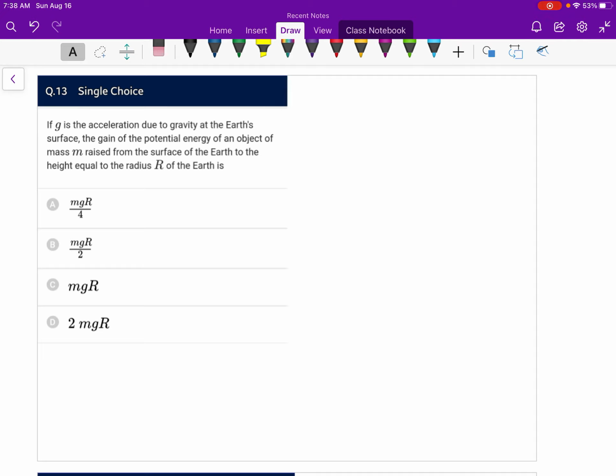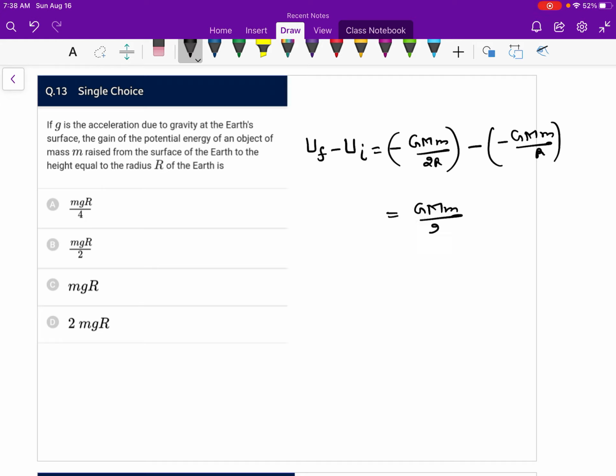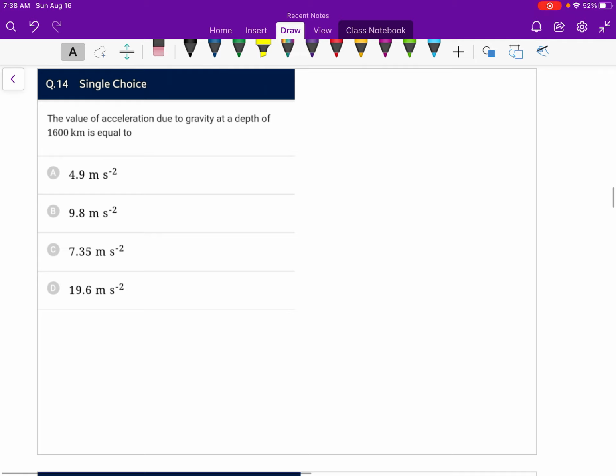If g is the acceleration due to gravity, then the gain in potential energy of an object of mass m, the change in potential energy from the surface of the earth to a height equal to the radius of the earth: U final minus U initial. Final energy is minus GMm upon 2R, and initial energy is minus GMm by R. So this is GMm by 2R, which is mgR by 2. So B is the correct option.